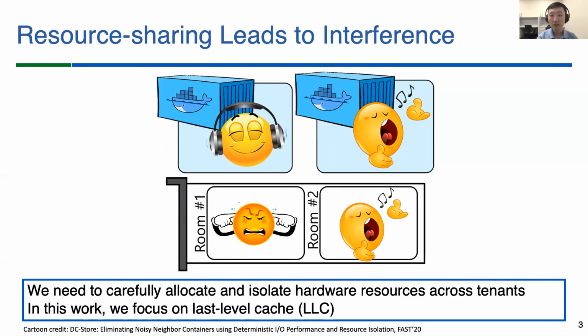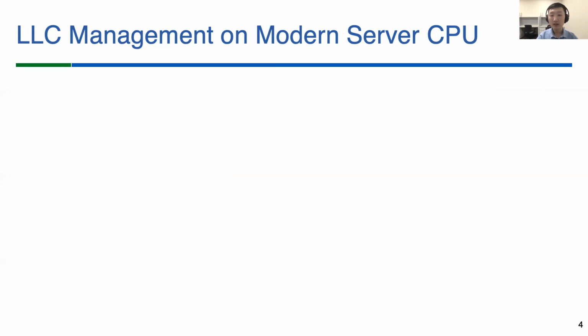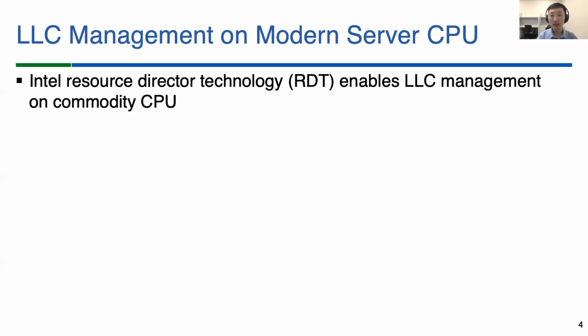In this work, we focus on the last level cache, or LLC. LLC allocation is not a new problem and has been studied for many years. However, such functionalities didn't appear in the real-world hardware until recently. In 2016, Intel proposed and implemented Resource Director Technology, RDT, on most of its Xeon server CPU lineup.